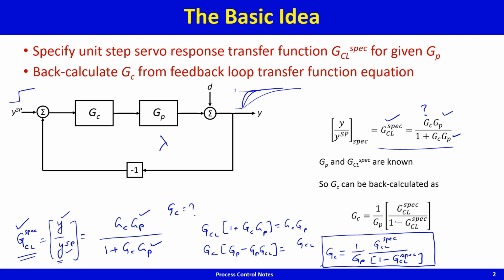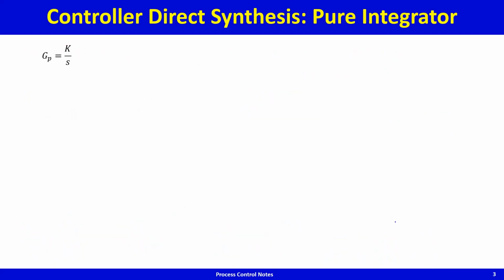The simplest transfer function, let's take an integrator, a pure integrator. So if you have a pure integrator, then G controller is going to be 1 by GP, so 1 by K by S. I want the transfer function G closed loop spec to be 1 by lambda s plus 1, a simple first order lag.